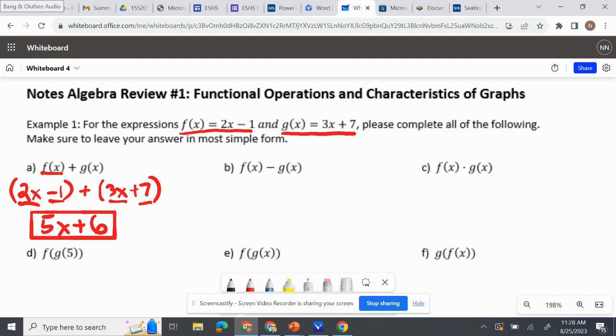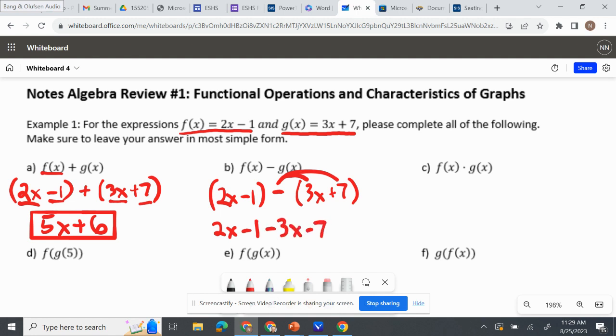For the next one, we're subtracting. So we set it up the same way. We have the 2x minus 1. That's our f of x. This time we're going to subtract the g of x, which is 3x plus 7. When we subtract it, what I like to do is distribute the negative. So I have 2x minus 1 minus 3x minus 7. So when I add the like terms, I have the 2x minus the 3x, which gives me negative x. I have the negative 1 and the negative 7, which gives me negative 8.